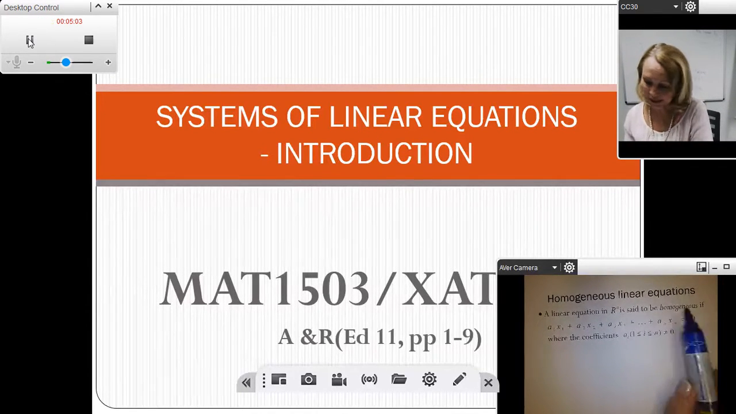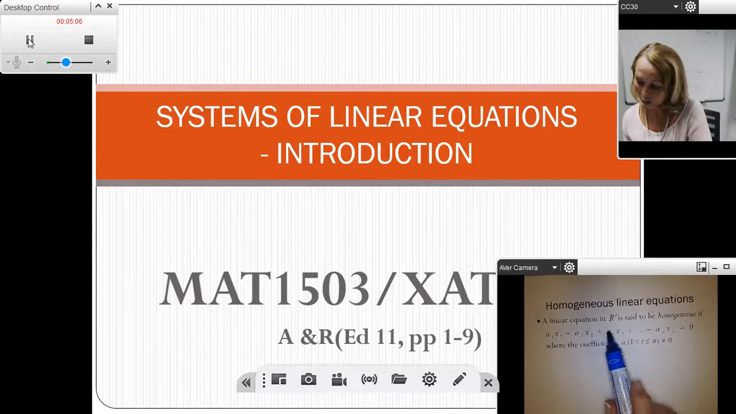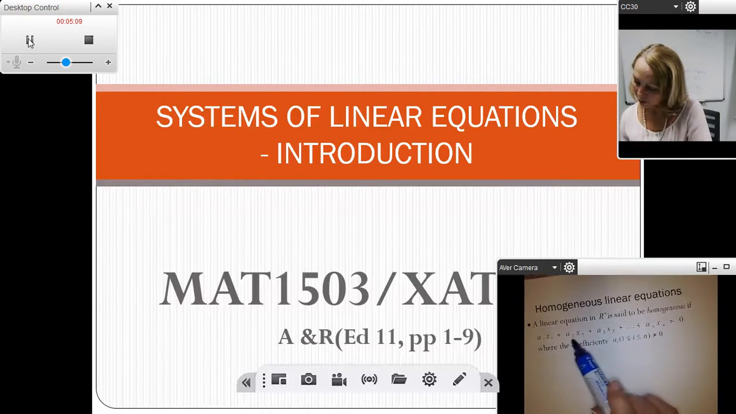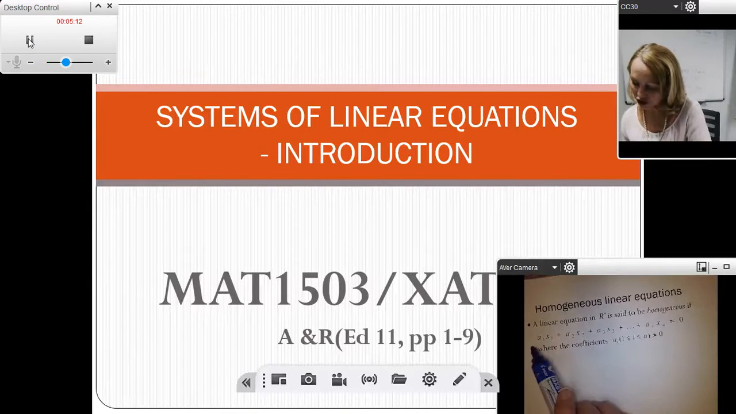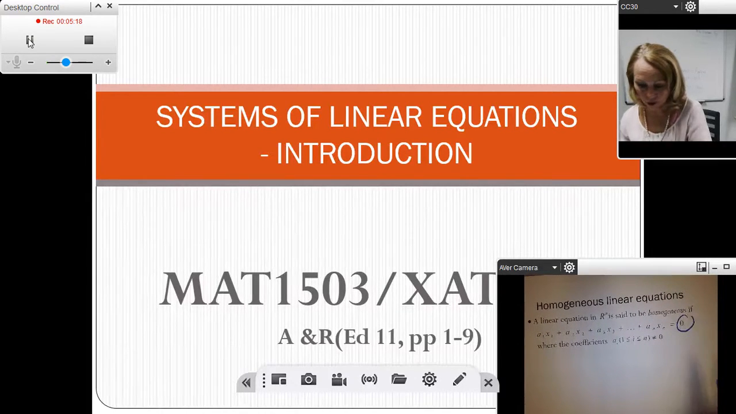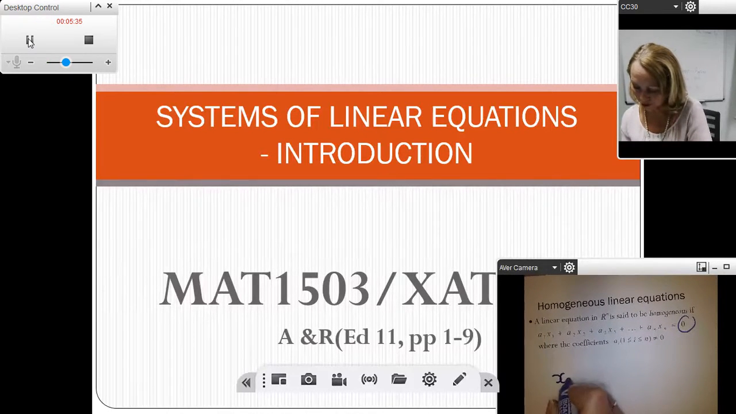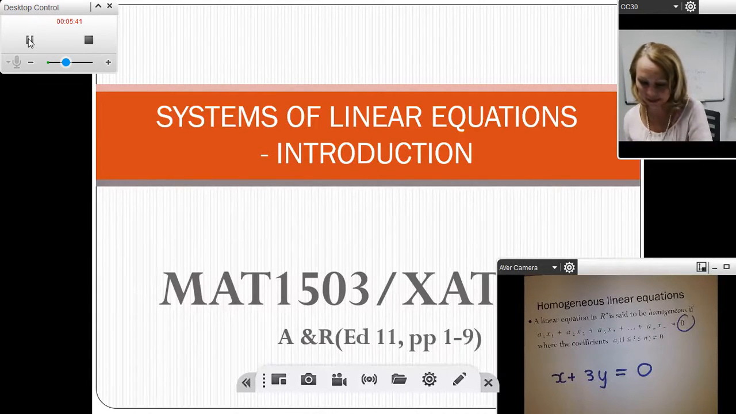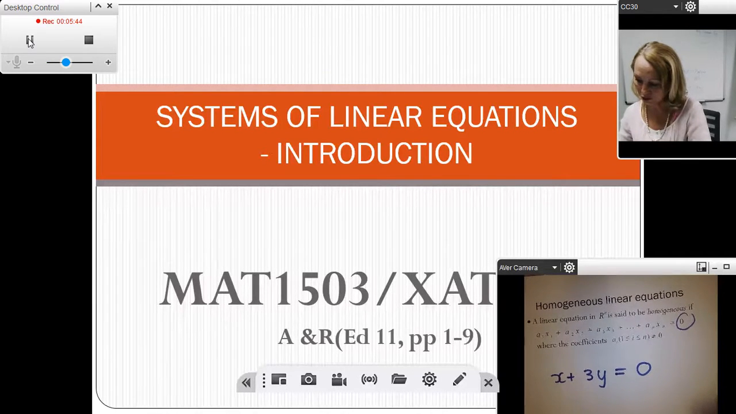A homogeneous linear equation is a linear equation in which we have the linear combination of the variables with their coefficients, but it is equal to 0. As we had in the defining equation, this was equal to b, b representing any constant. Now it has to be equal to 0 for it to be defined as homogeneous. So, for example, x plus 3y is linear, and it becomes a homogeneous linear equation if I set it equal to 0.